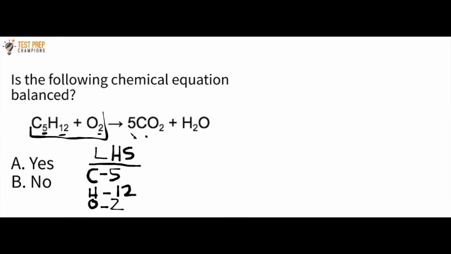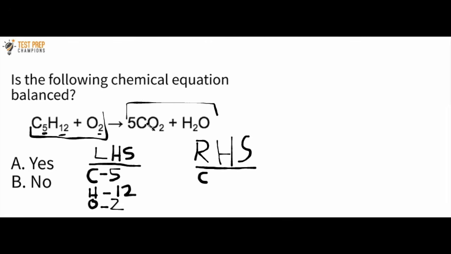So now we're just going to take stock of what we have over here on the right-hand side, and we're going to see if the numbers all match up. If they match up, we'll say that this is balanced, and if they don't match up, then not balanced. So RHS just stands for right-hand side. So let's start with our carbons.